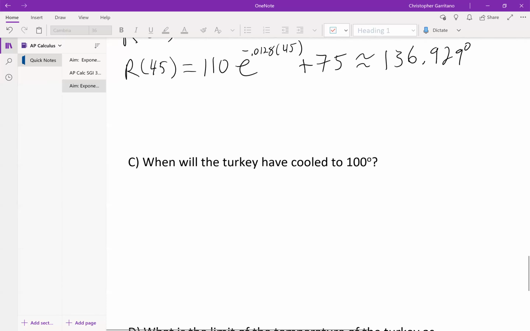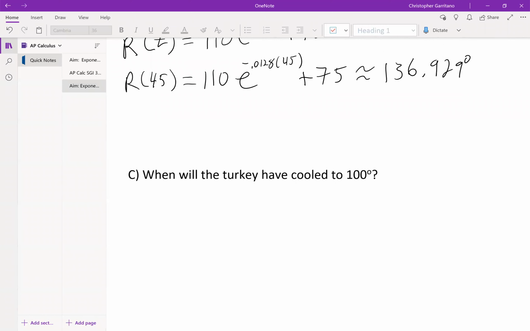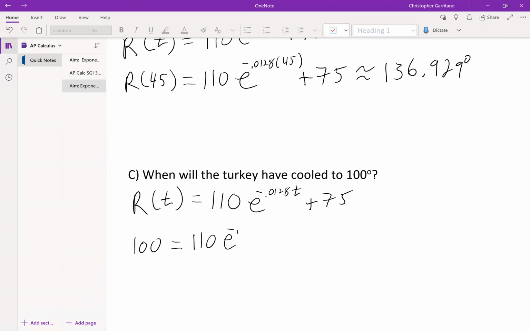All right, moving on to C. When will the turkey have cooled to 100 degrees? So this is now a problem where we're going to solve for a time. All right, so again, it's useful to restate the particular solution. So 110 times e to the negative 0.0128 t plus 75. And we want to find the value of t that makes the turkey 100 degrees. So 100 is equal to 110 e to the negative 0.0128 t plus 75.